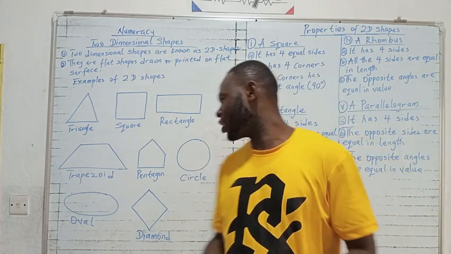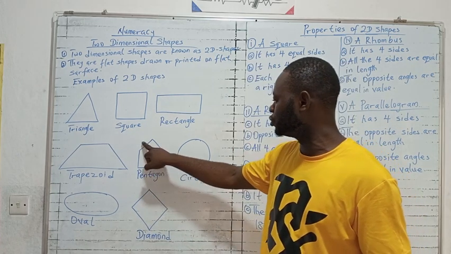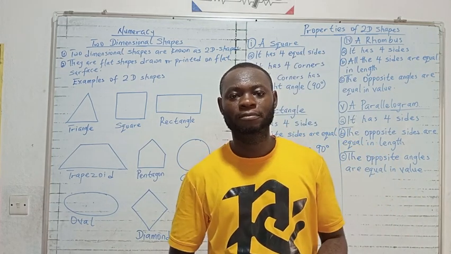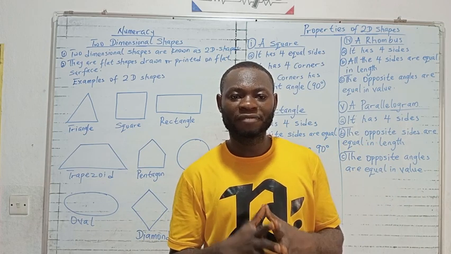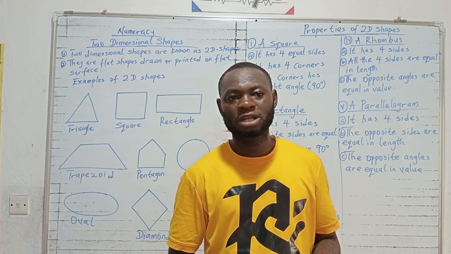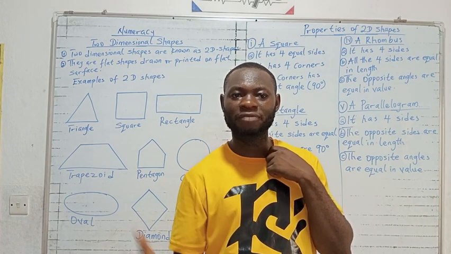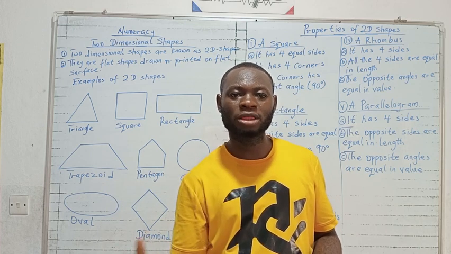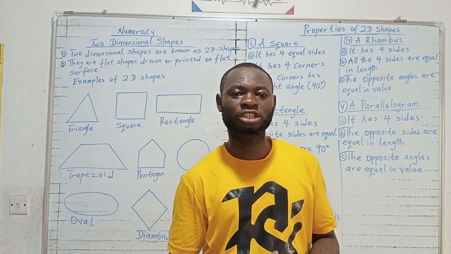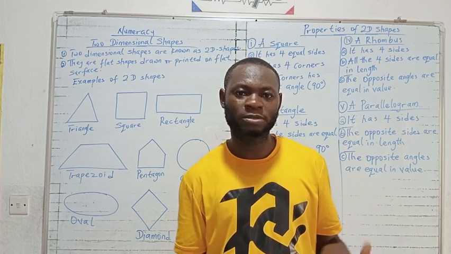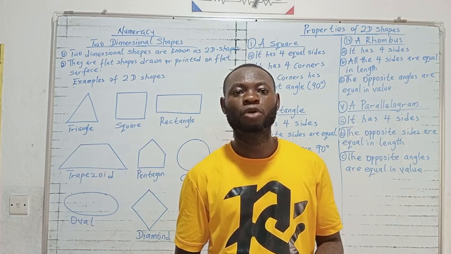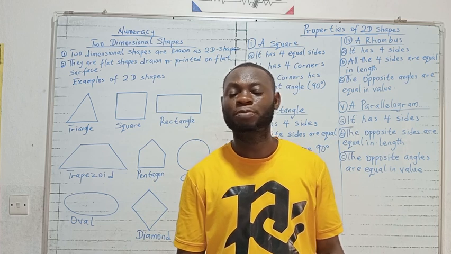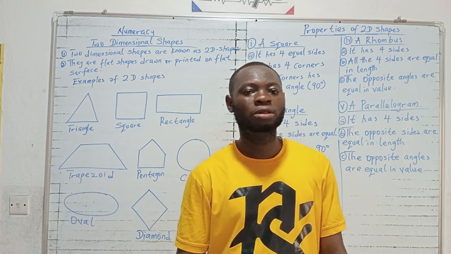Then shapes that have five sides are called pentagon. Like you see the shape, what's the size? 1, 2, 3, 4, 5. Because of its five sides, it's called a pentagon. Then we have hexagon for six-sided shapes, then heptagon for seven-sided shapes. Octagon, eight-sided shapes. Nonagon, nine-sided shapes. Decagon, ten-sided shapes. So these are the different groups of two-dimensional shapes.